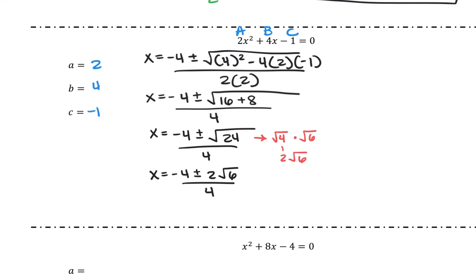I get 16 from 4 squared, and I get 8 from -4 times 2, which is -8, and then -8 times -1, which is +8, and then all over 4, and that comes from the 2 times 2. Simplifying it a little bit more, we get x equals -4 plus or minus square root of 24 over 4.